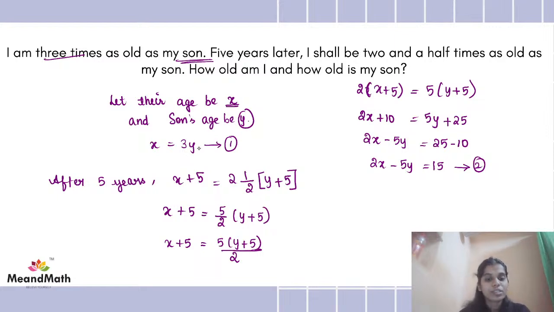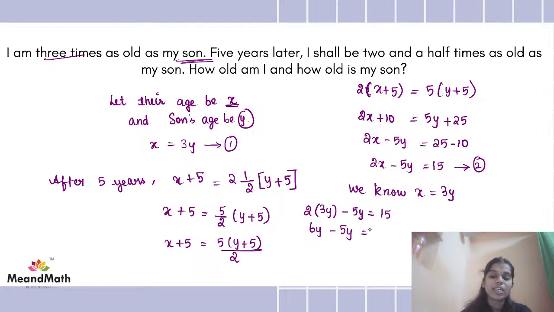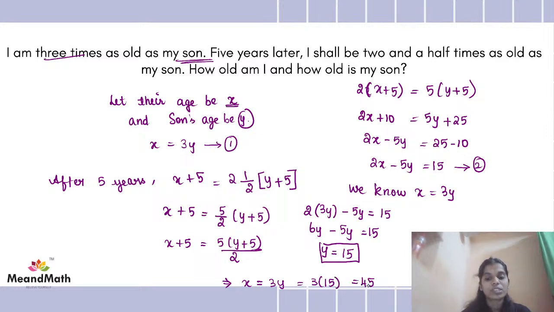Okay. Now we can substitute, right? We know x equal to 3y. Now we are going to substitute it. 2 into 3y minus 5y equal to 15. 6y minus 5y equal to 15. Y equal to 15. If y is 15, then x equal to 3y, that is 3 times 15, that is 45 years. Therefore, the age of the parent is 45 and their son is 15.